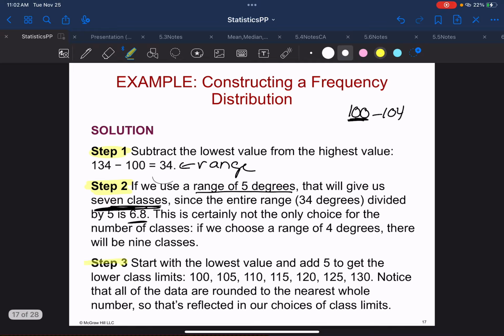Okay, so step 3 is, we're going to use a range of 5 degrees, and we're going to have 7 classes. So step 3 is to start with the lowest value and add 5 to get the lower class limits. So these are the lower class limits, and I'm going to show you what that means on the next slide.